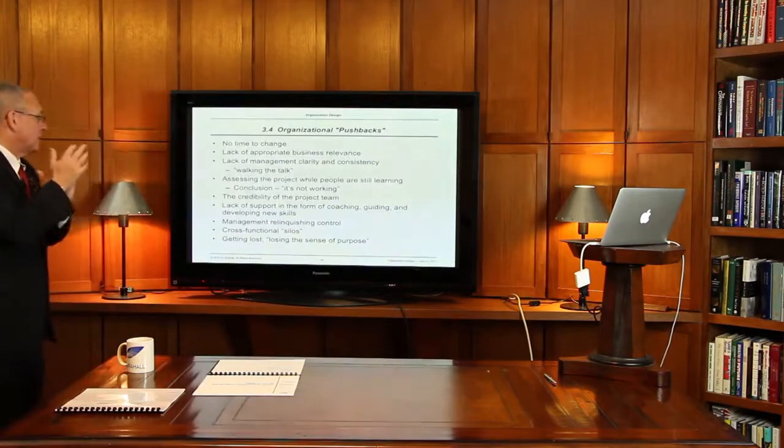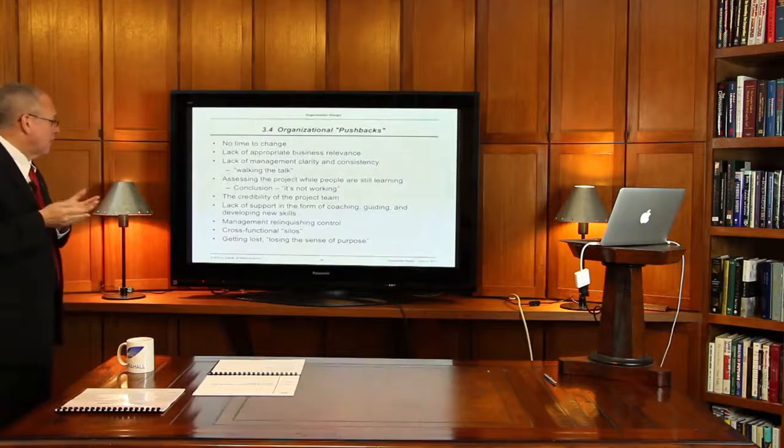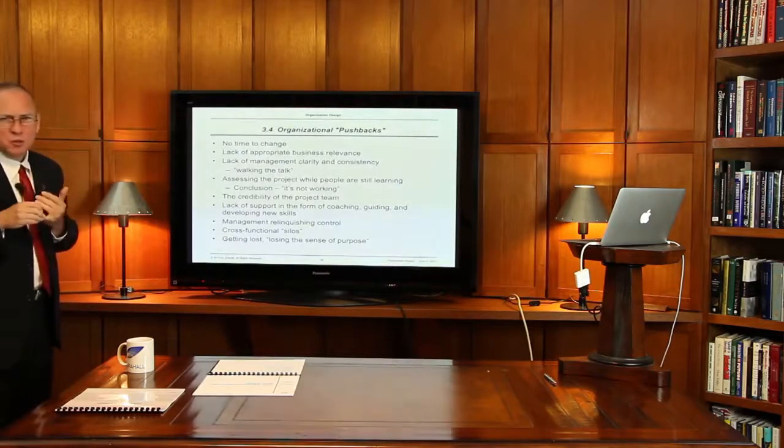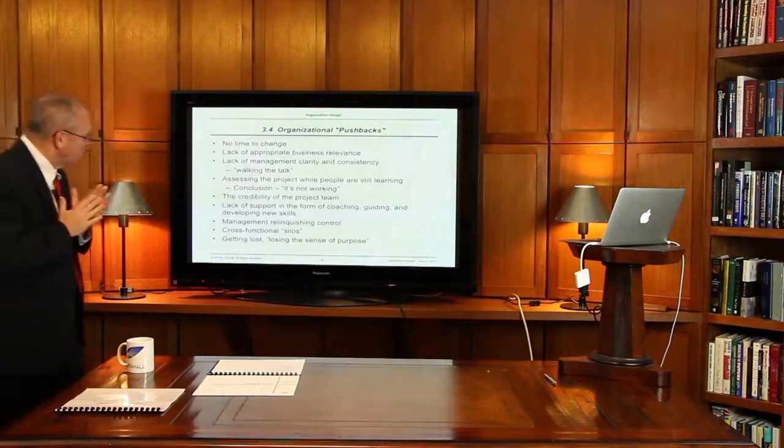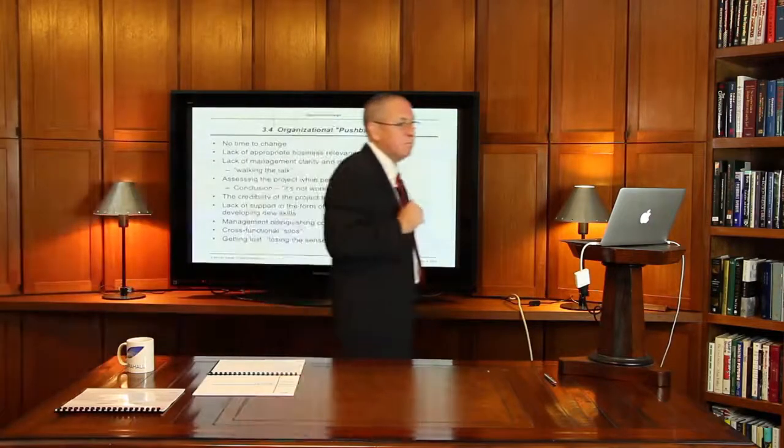Other pushbacks: assessing a project too soon, having expectations for an organization design project that are too high, so you're not realistic. Lack of support in staffing the project or in guiding the people doing the project. Management not wanting to relinquish control. Silos, as I mentioned. So lots of reasons why we don't redesign.